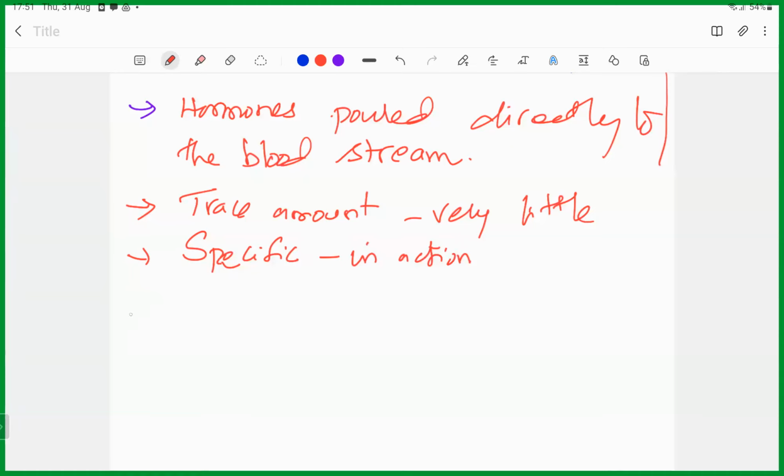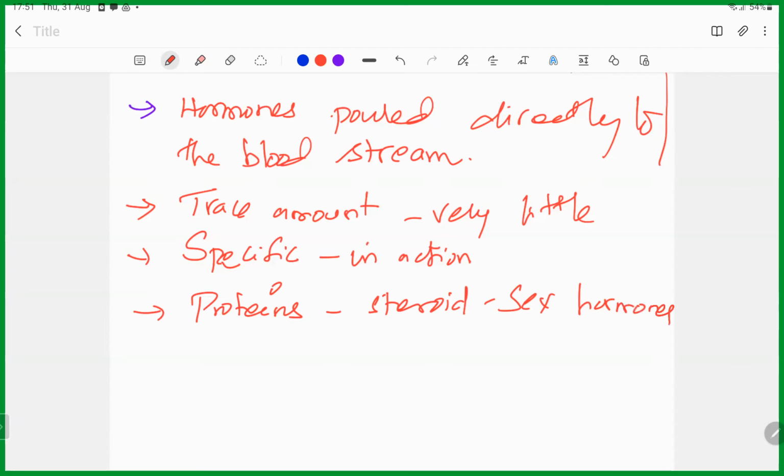And then mainly, proteins are made up of what? Proteins. Hormones are made up of what? Proteins. But there are also lipid, steroid hormones. Example, your sex hormones are what? Steroid hormones. Insulin is actually protein, so it is made up of protein only, but some hormones are steroid hormones.